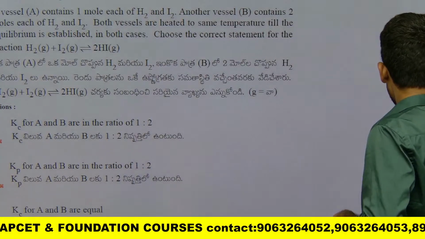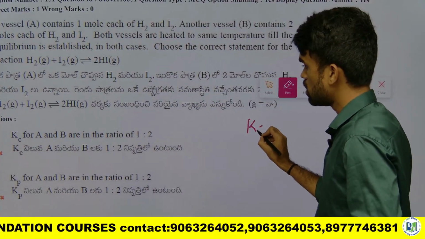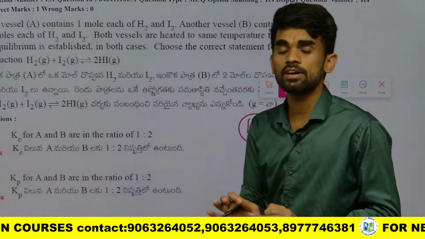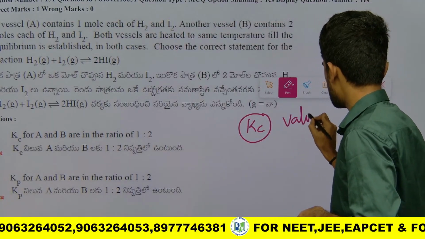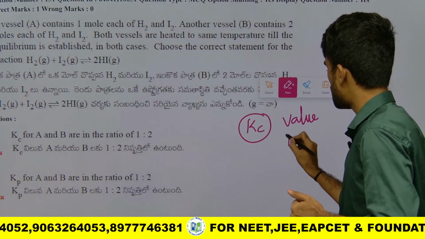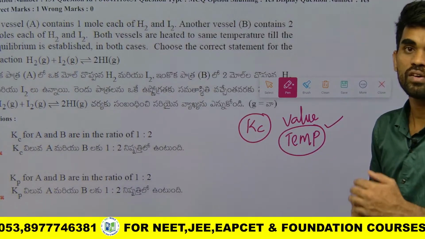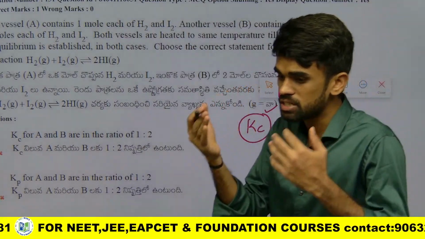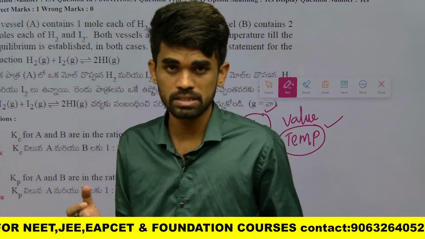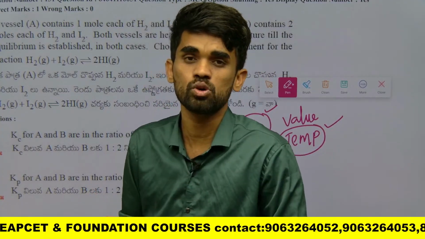We know the equilibrium constant, which I am representing as Kc. Kc is independent of concentration. It is affected only by temperature. If the temperature changes, the value of the equilibrium constant also changes. Even if the concentrations are the same or different, it doesn't matter. If the temperature is the same, the value of the equilibrium constant is the same in all cases.